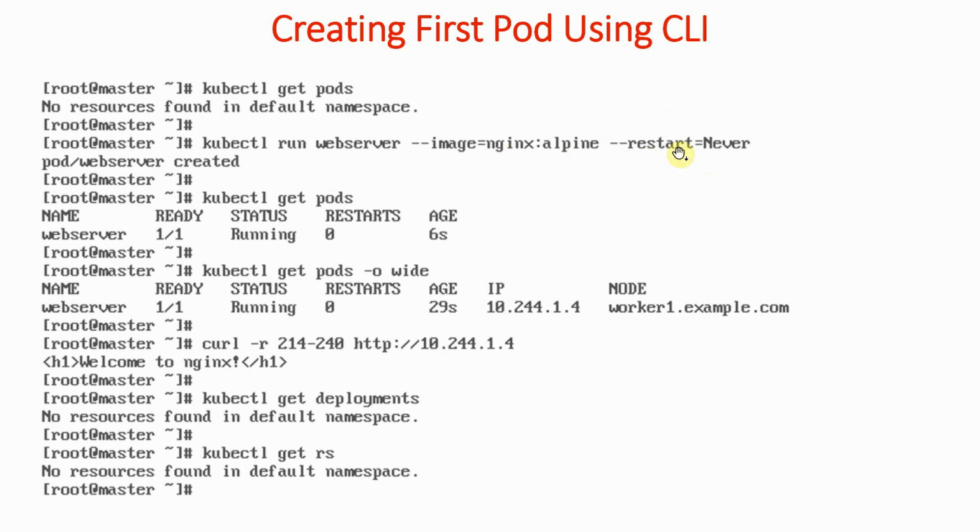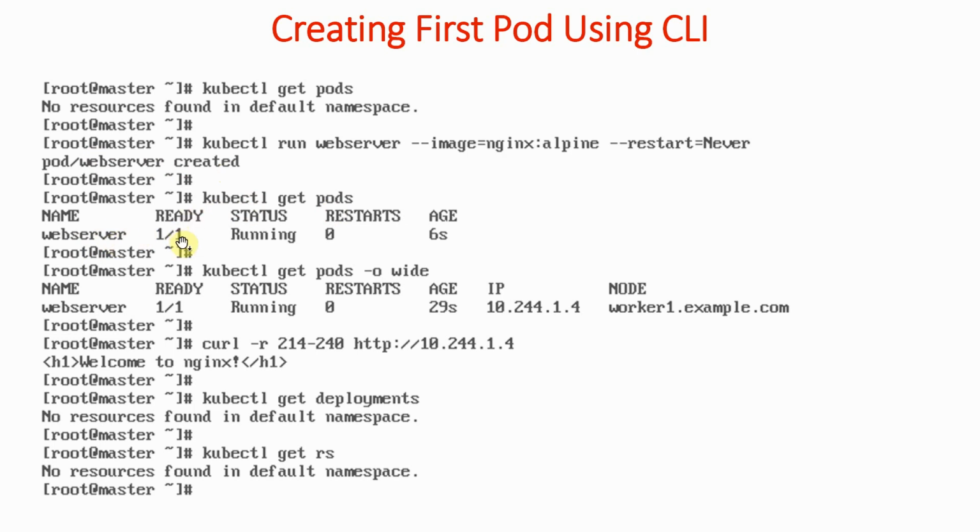If we do not specify this option, then by default the deployment object will create it. So specifying this is very necessary. So it is saying pod/webserver created. Now we can run the command kubectl get pods. It is showing that the webserver pod is ready, is running.